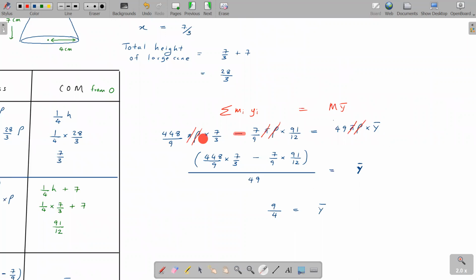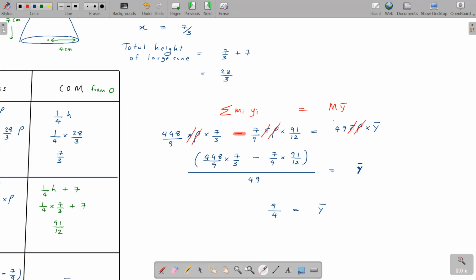And then you can see all the terms have pi rho in common. I've cut it out, and I'm left here with 448 over 9 times 7 over 3 minus 7 over 9 times 91 over 12 equals 49 y bar. And I brought the 49 down. To get the answer, it's now just a matter of typing everything in the calculator. So type the numerator first, get that answer, and then divide by 49. Otherwise, if you type everything at once, make sure you give the brackets properly, and you should get this answer beautifully. Right, guys?